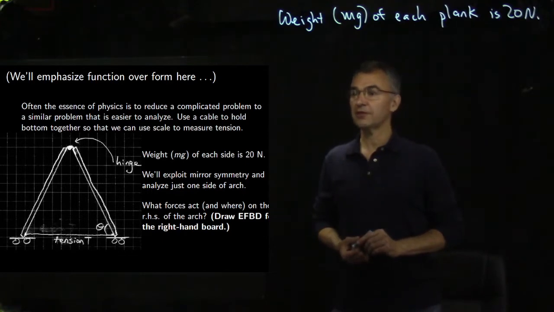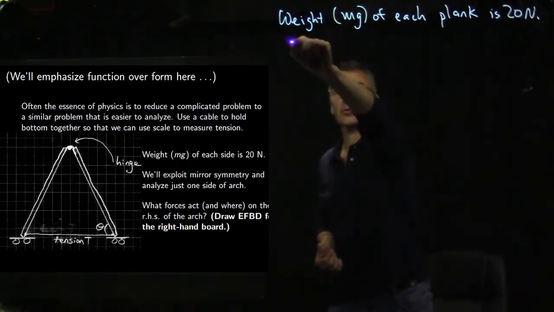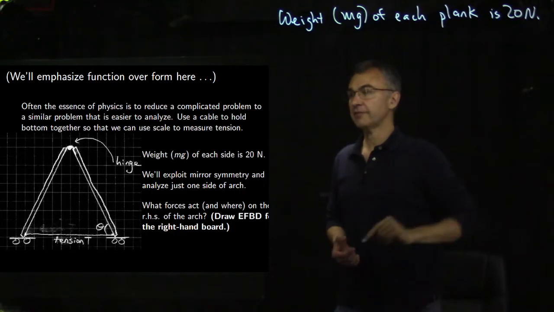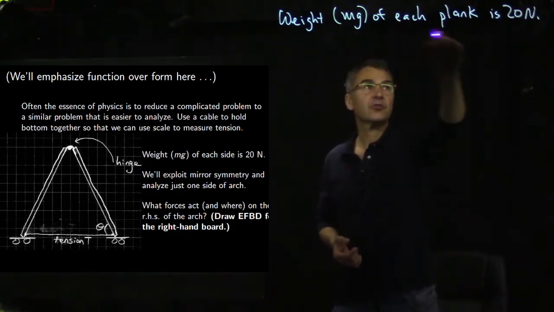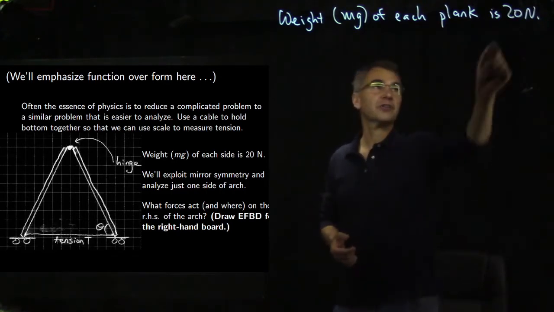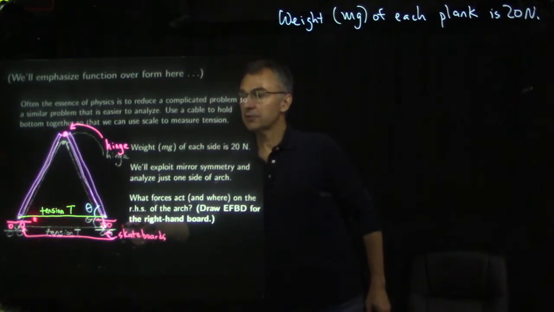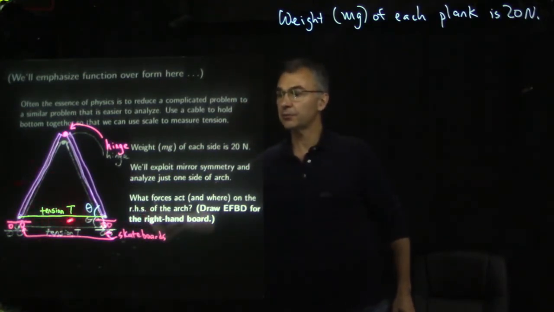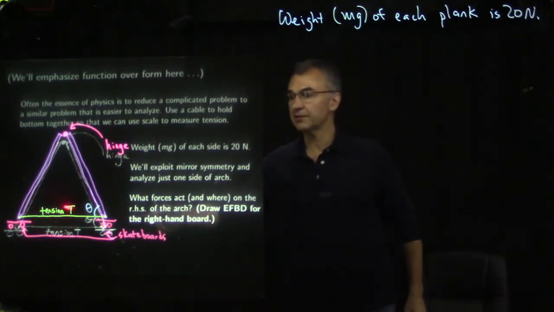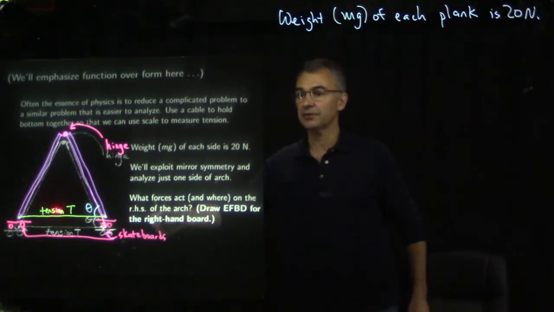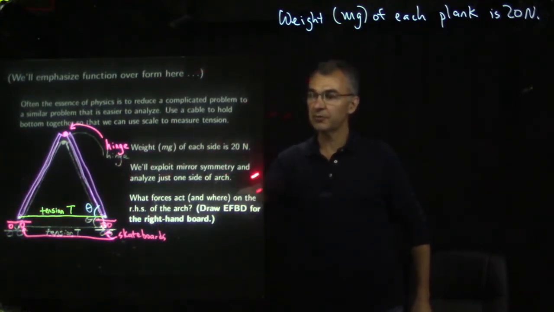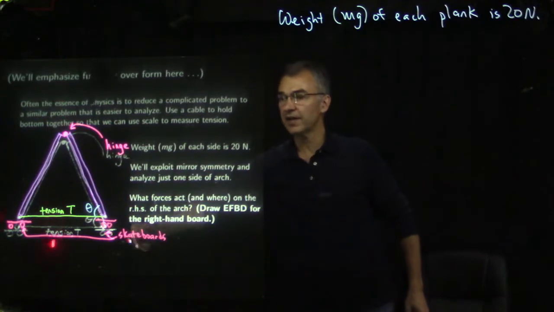So one piece of information we need to record here before we move on is that the weight of each plank, in other words the weight of each side of the arch, is 20 newtons. So each wooden plank that constitutes one side of the arch has a mass of about 2 kilograms. So again, we're using a cable or a little piece of chain to hold the bottom together, because that allows us to put a force scale, a little Newton scale, in the middle so that we can measure the tension and explicitly check it against our model. And again, we're going to exploit mirror symmetry and analyze just one side of the arch.